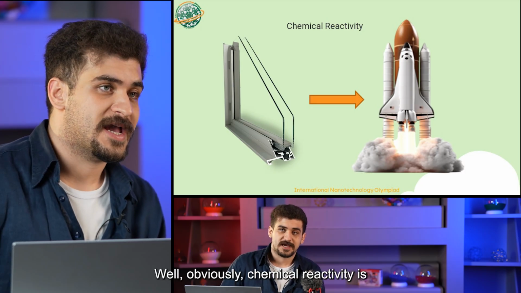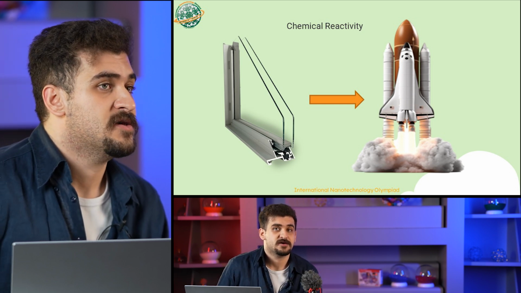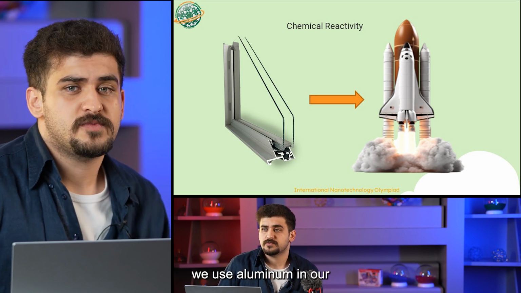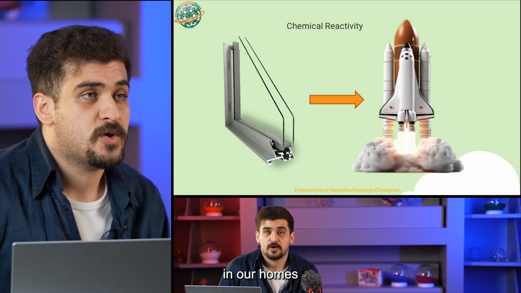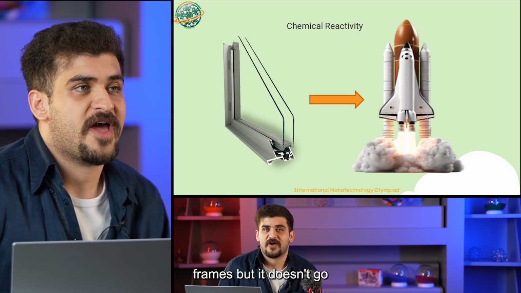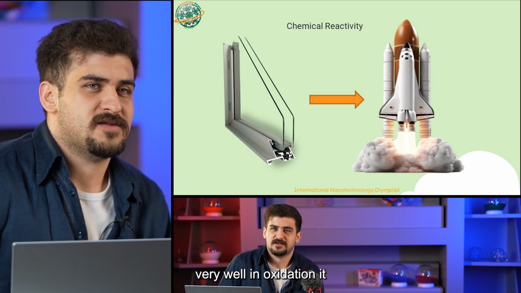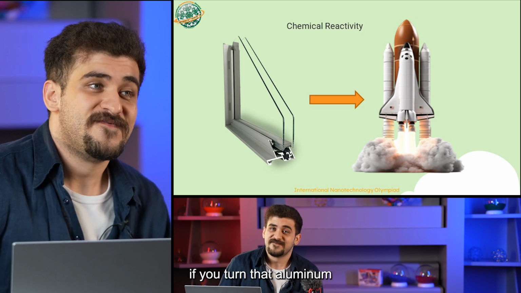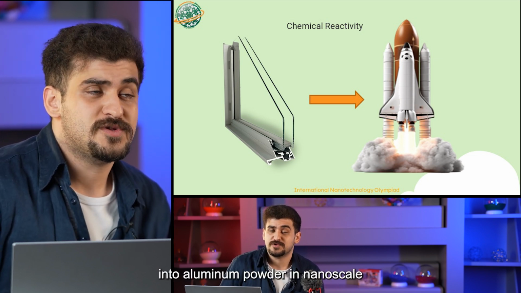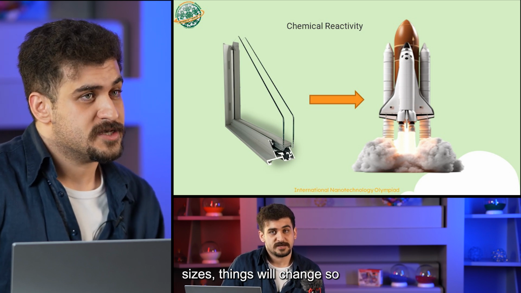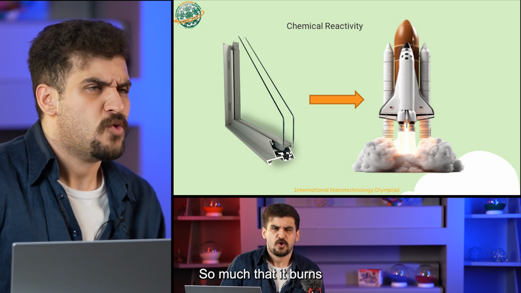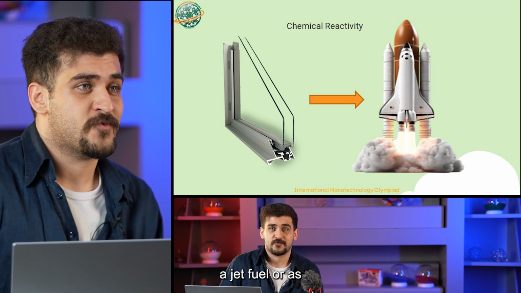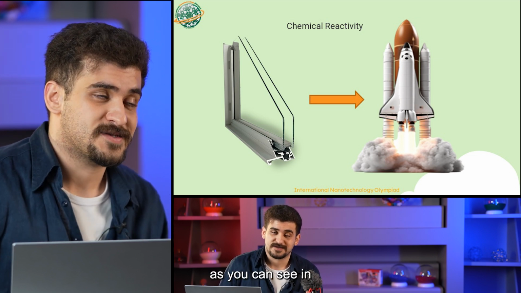Well, obviously, chemical reactivity is the same as catalyzing ability. It depends on the surface area. Take, for instance, aluminum. We use aluminum in our daily furniture, in our houses, as doors and windows and frames, but it doesn't do very well in oxidation, it doesn't burn, it doesn't change, it stays the same. If you turn that aluminum into aluminum powder in nanoscale sizes, things will change so much that it burns so fast and vastly that we could use it as a jet fuel or even a rocket fuel, as you can see in the picture.